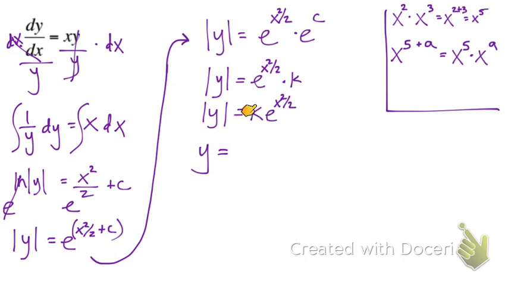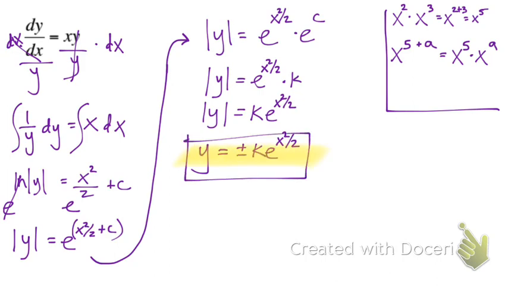Or if k made this a negative value, then the absolute value, of course, would make it positive. So because we don't know which one it is, we're just going to put plus or minus k e to the x squared over 2. Just because we don't know if that absolute value is necessary or not, we'll just put plus or minus until we come up with an initial condition to figure out what that absolute value is. And there's our final answer.